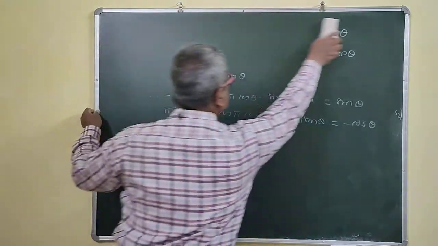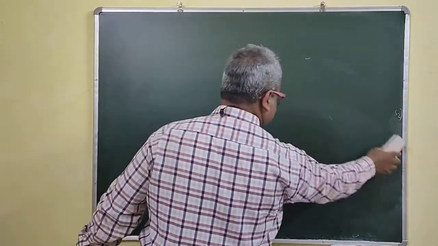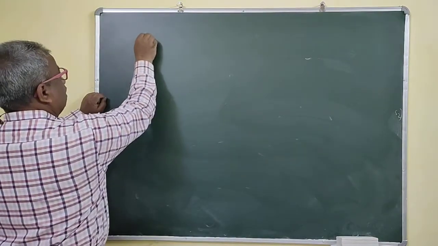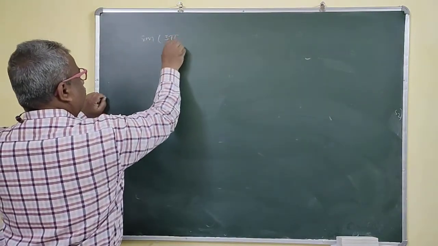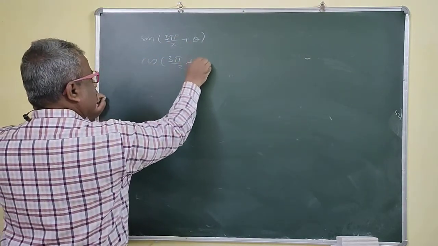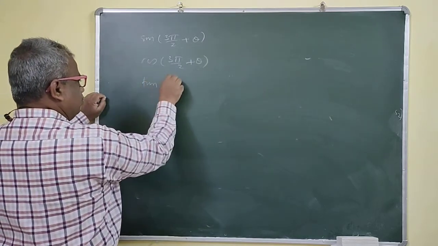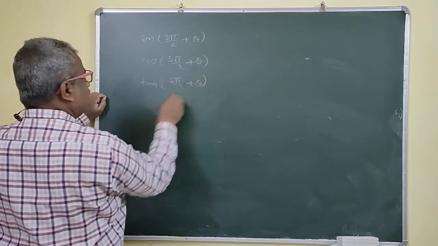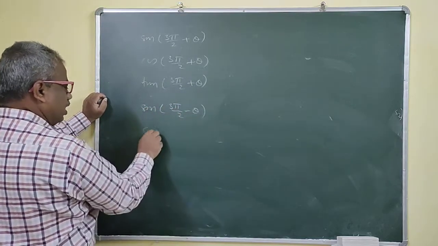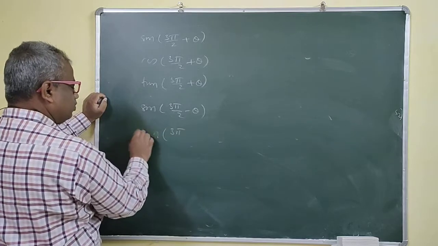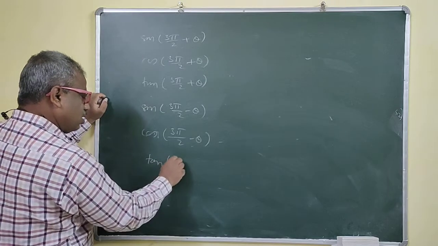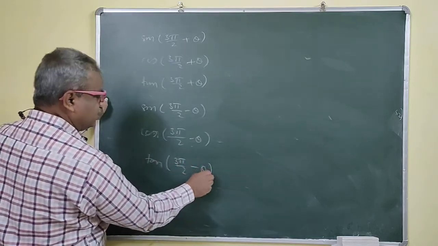Okay, so pi. Now next, 3 pi by 2. Sin of 3 pi by 2 plus theta, cos of 3 pi by 2 plus theta, tan of 3 pi by 2 plus theta, right? Then sin of 3 pi by 2 minus theta, cos of 3 pi by 2 minus theta, tan of 3 pi by 2 minus theta.